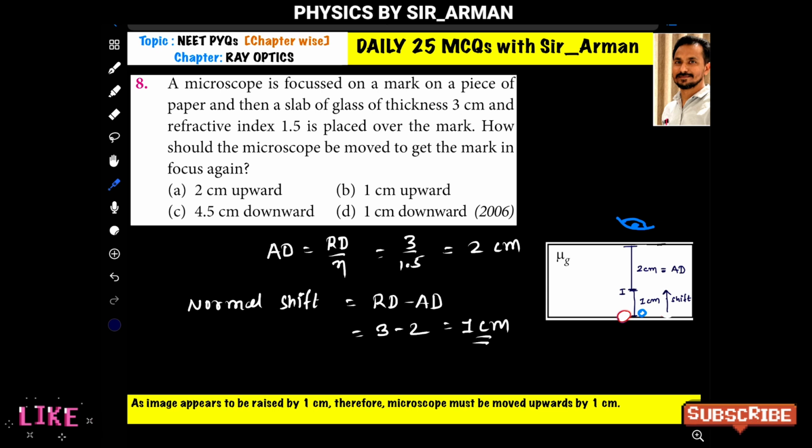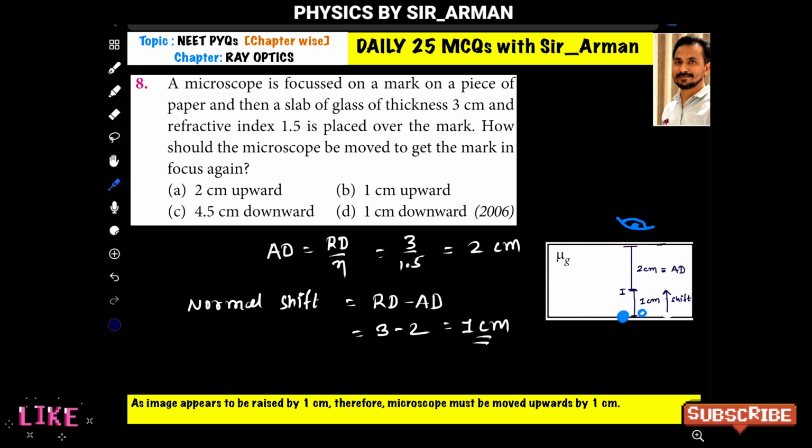Okay, and on placing the glass slab of thickness 3 cm, what will happen? Its real depth is 3 cm, means from this surface it is 3 cm down. But due to refraction, we will observe it here. Okay, that is we observe it shifted and we observe it at some apparent depth, not the real depth.